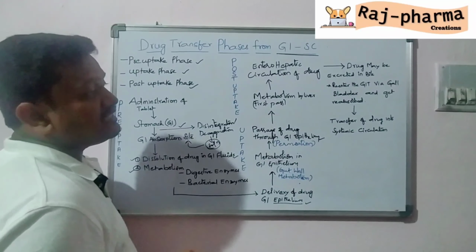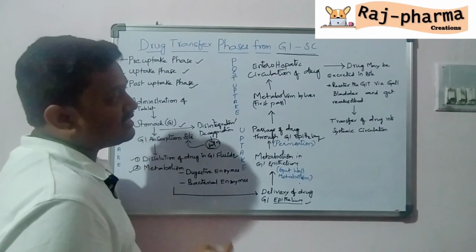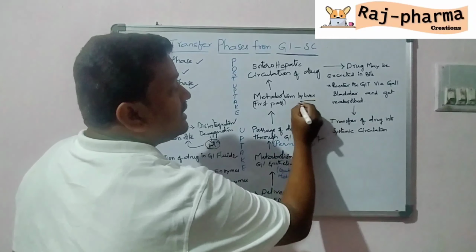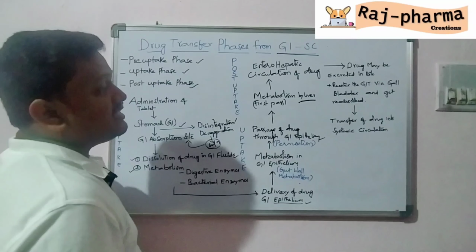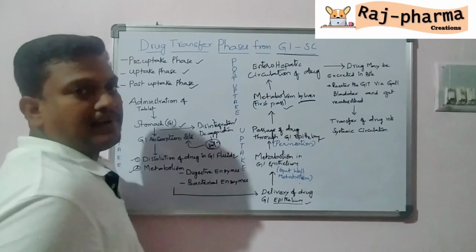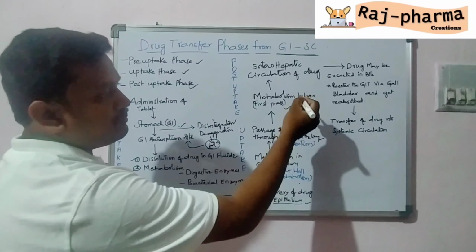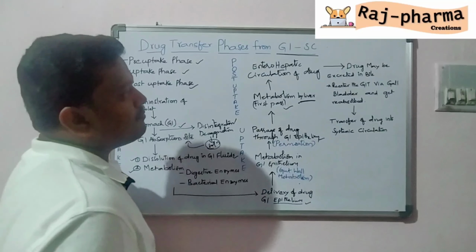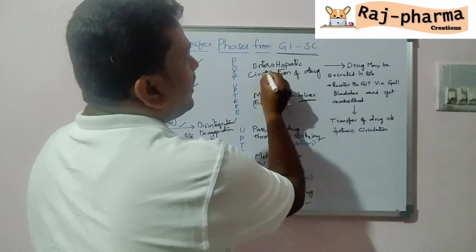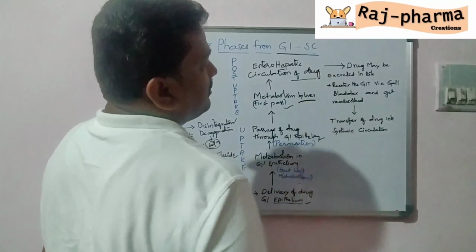What happens immediately after entering the systemic circulation? Metabolism by the liver takes place. That is called first pass metabolism. Metabolism by the liver takes place, which is called first pass metabolism. Then the enterohepatic circulation of the drug takes place.